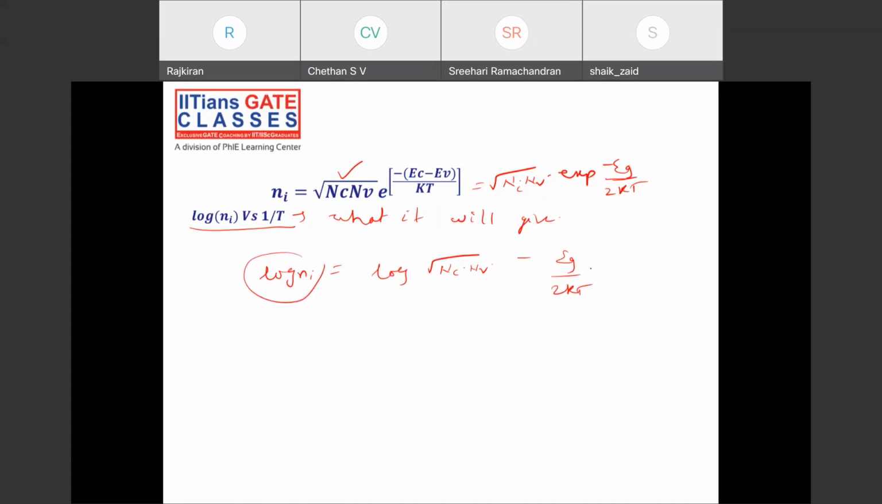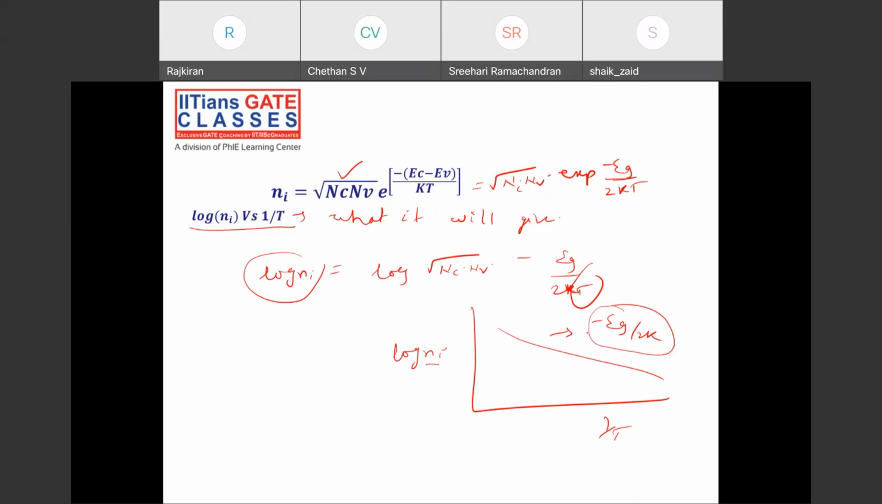So log Ni versus 1 by T will give what? If we plot log Ni versus 1 by T, the slope is nothing but minus Eg by 2k. So if you take a semiconductor and plot log of concentration with respect to 1 by temperature at different temperatures, then the slope of the curve will give you the idea of the energy gap. Clear? This is a favorite question of any examiner.